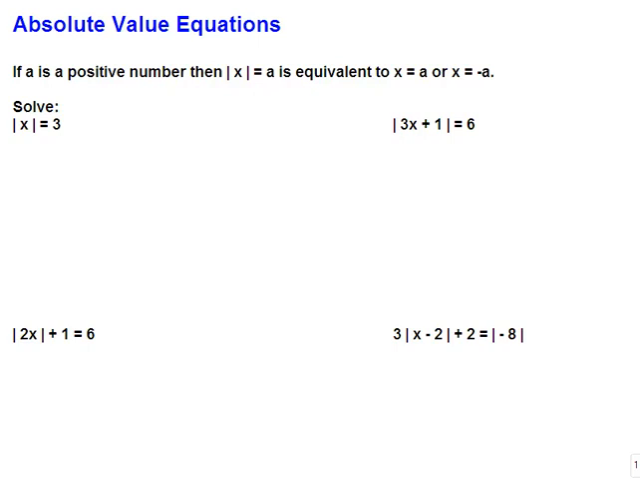Welcome to the lecture on absolute value equations. We're going to be talking about how to solve equations that involve absolute values.